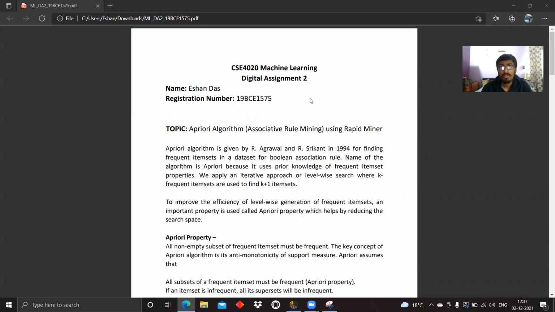Apriori is an algorithm for frequent item set mining and association rule learning over relational databases. You may have all heard of relational databases while learning database knowledge. It proceeds by identifying the frequent individual items in the database and extending them to larger and larger item sets as long as those item sets appear sufficiently often in the database. The frequent item sets determined by Apriori can then be used to determine the association rules which highlight the general trends in the database. This is basically the purpose of this Apriori algorithm.